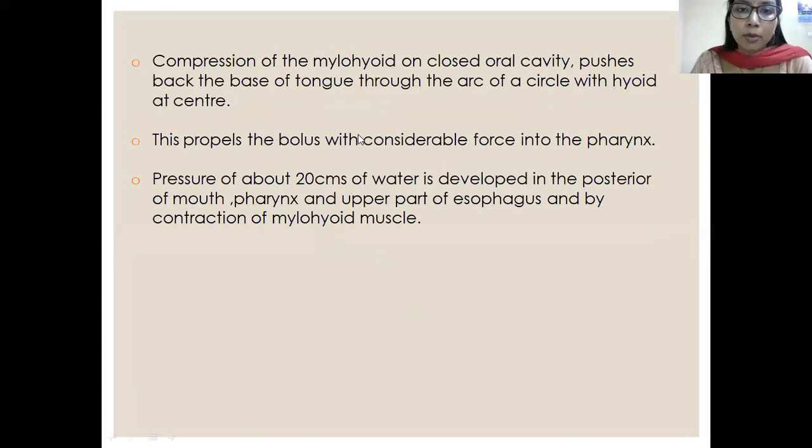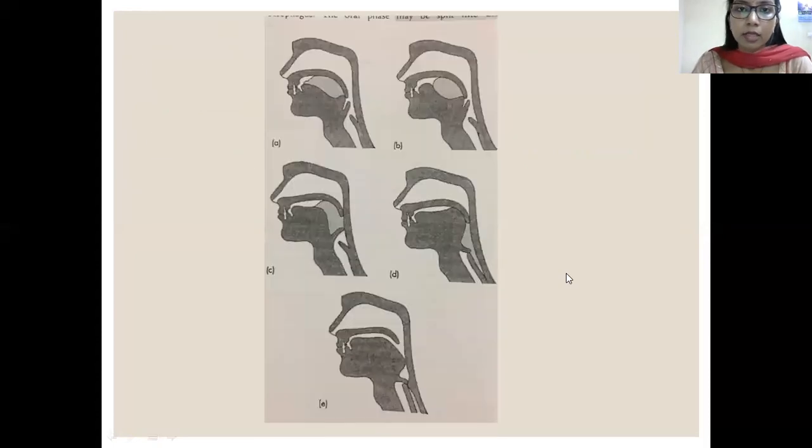This propels the bolus with considerable force into the pharynx. A pressure of about 20 centimeters of water is developed in the posterior of the mouth, the pharynx and upper part of the esophagus, by contraction of the mylohyoid muscle. So see, food is accumulated, a groove is created, it is set down. So slowly, I don't think this diagram is very accurate. I'll show it to you again in the video.